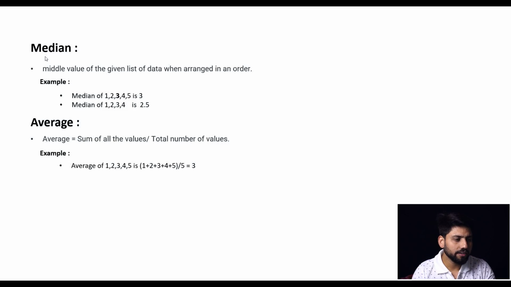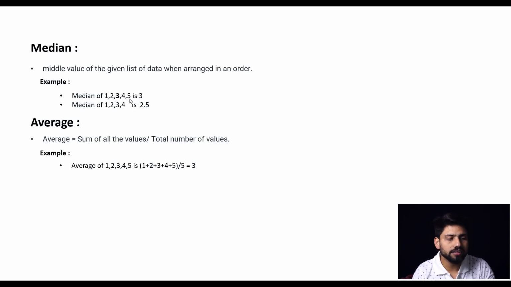This median is nothing but the middle value of the given list of data. So there is a list of data, right? 1, 2, 3, 4, 5, and the middle value of the given list is 3, correct? Hope this is very much clear to you. And this 3, whatever is in the middle of this whole list, is the median value.